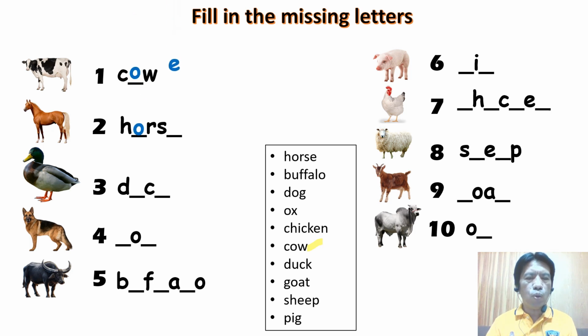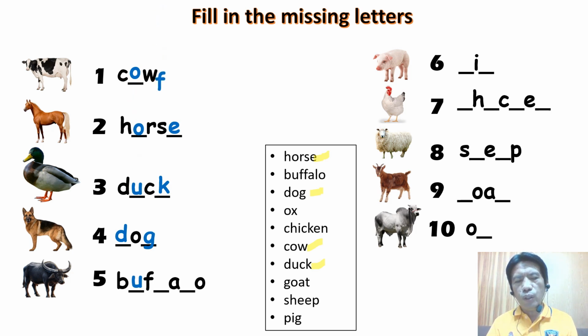Missing letters are O and E. Horse. Then, check horse. Here. Next, U and K, duck, D-U-C-K, duck, it's here. Number four, D and G, dog. Where is the dog here? It's here. Number five, buffalo. What are the missing letters here? U, F, and L, buffalo.